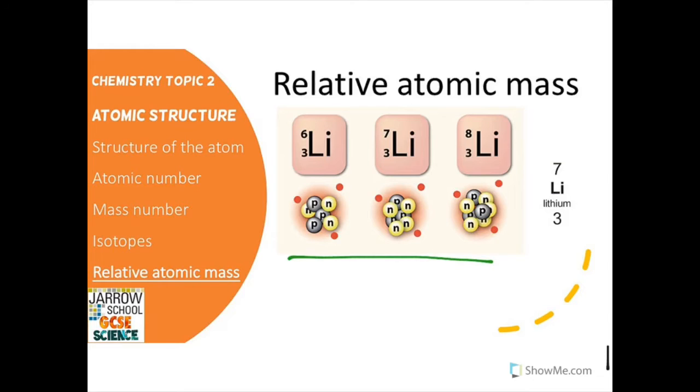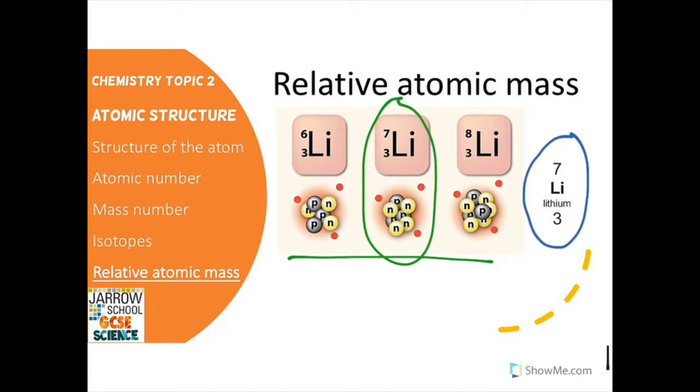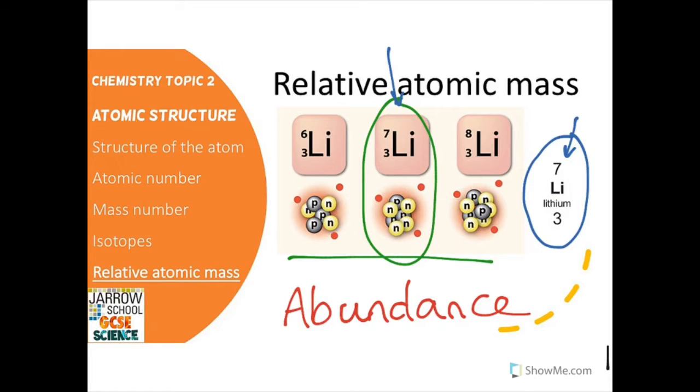Just a reminder, you should have also watched the previous video where we talked about isotopes. We're now looking at the 3 isotopes of lithium, and this is the entry for lithium on the periodic table. Why have they chosen this particular isotope to be the entry on the periodic table? There's a key word here, which is abundance. Lithium-7 is found in the highest abundance, so it is the entry on the periodic table.